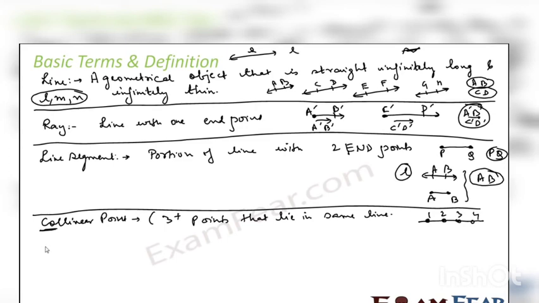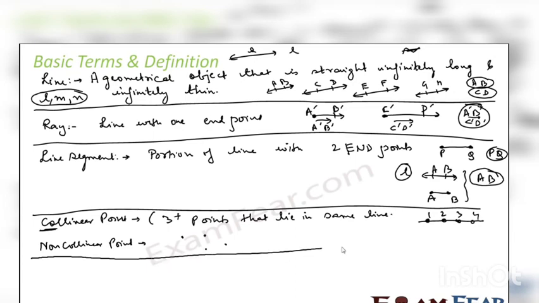Similarly to collinear, we have non-collinear points. So points which are not collinear are non-collinear. For example, these 4 points, let's say. Are they lying in the same line? No. They are not lying in the same line. You can't draw a straight line which is touching all these points. So these are non-collinear points.